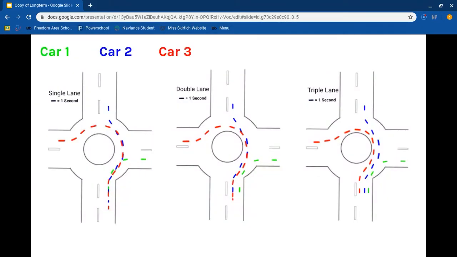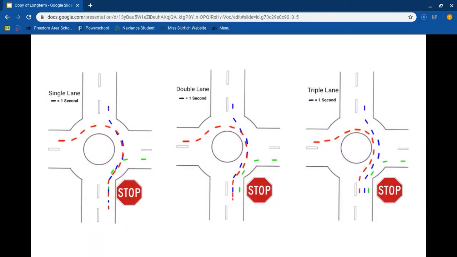So these are the first three I made. The green dots and arrows indicate car 1, and car 1 will always go to exit 1. Car 2 is blue, and it always goes to exit 2. And car 3 is the red, and it always goes to exit 3. So each one of those dashes is 1 second. There's a little bit of data in there, but I'm going to get to the data next.